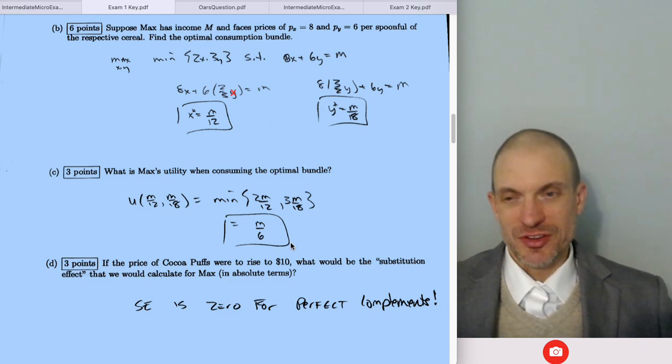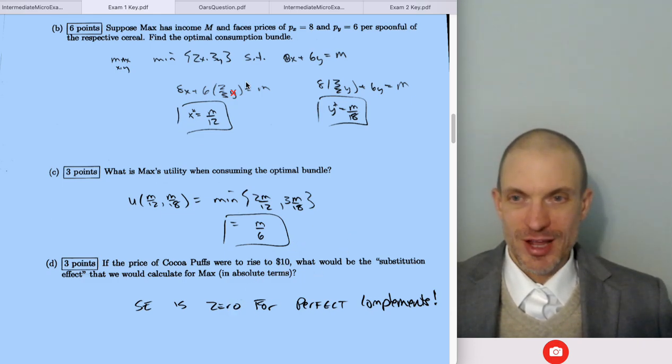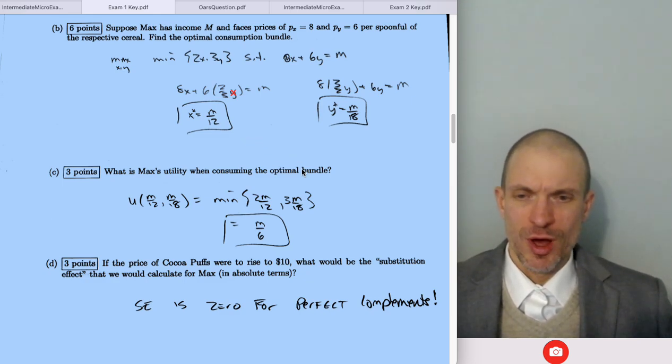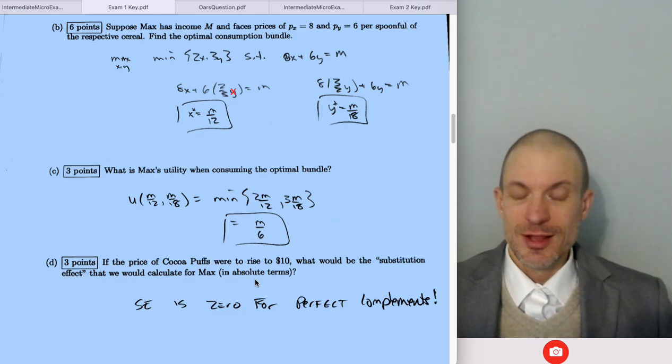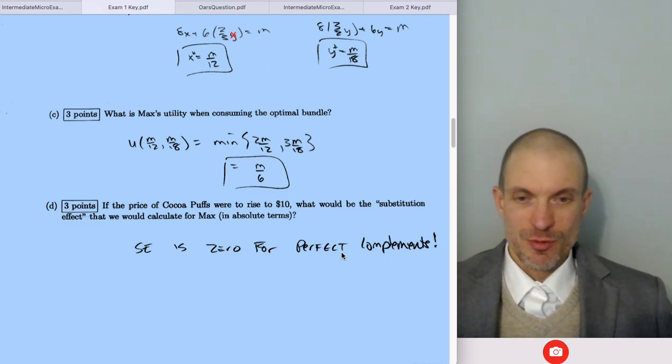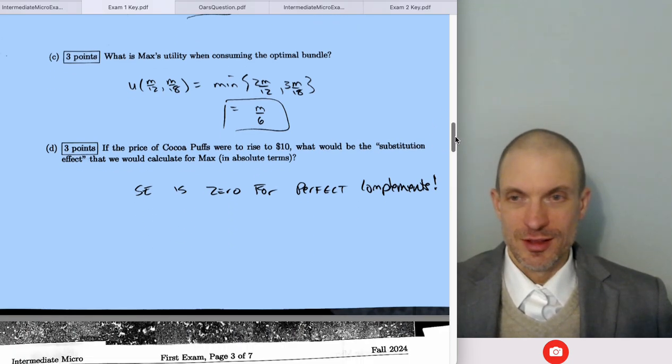Well, we did this exercise in class, but it turns out for perfect complements, there's no scope whatsoever for substitution. I have this in one of my IMX, in the IMX 1. I think it's the last question in the IMX video that goes over this as well. You could do this algebraically, but it's enough to just remember or just observe. For perfect complements, the substitution effect is 0. That's why it's really easy to calculate.